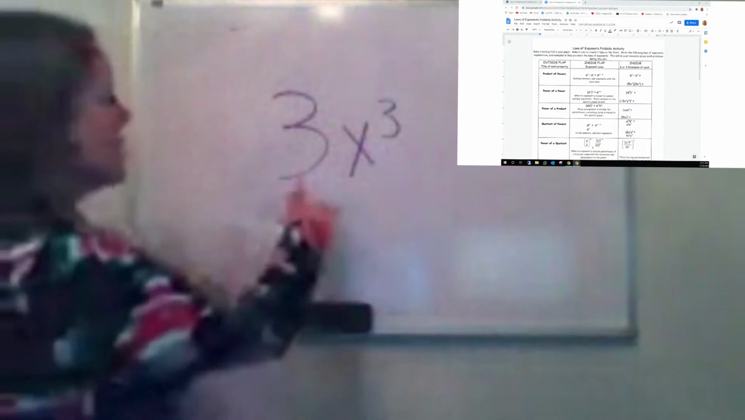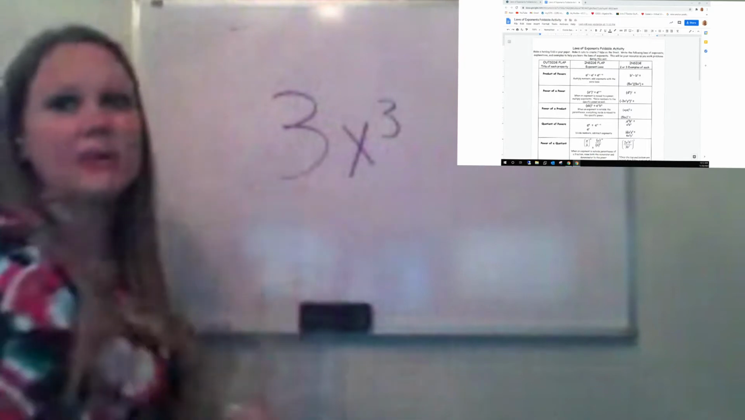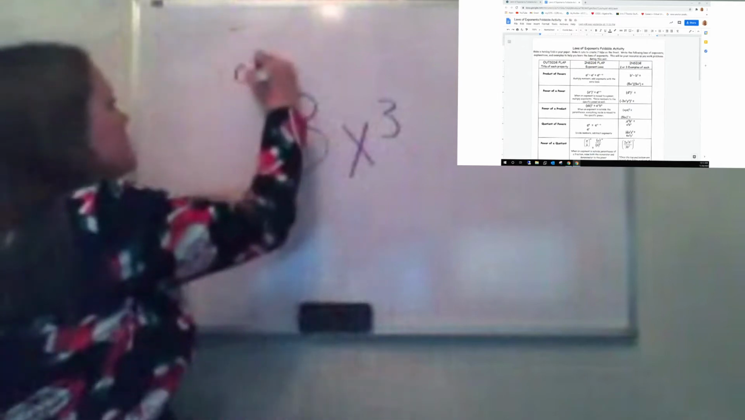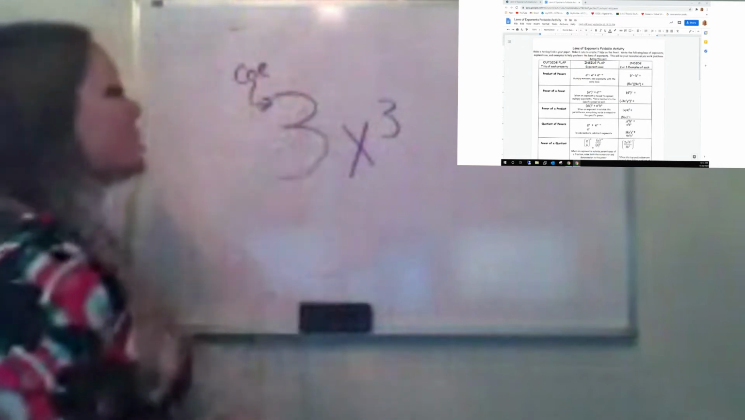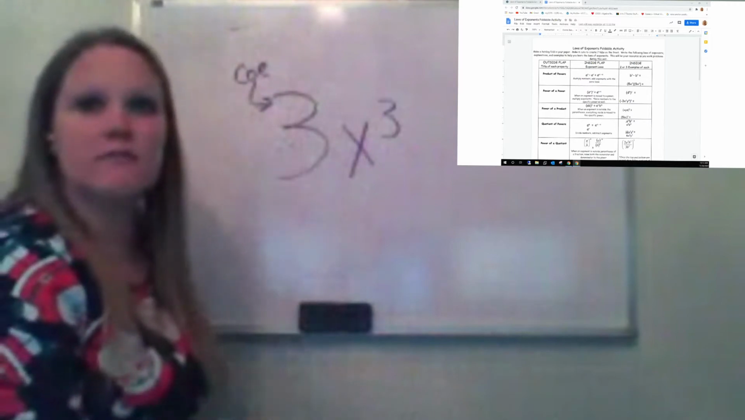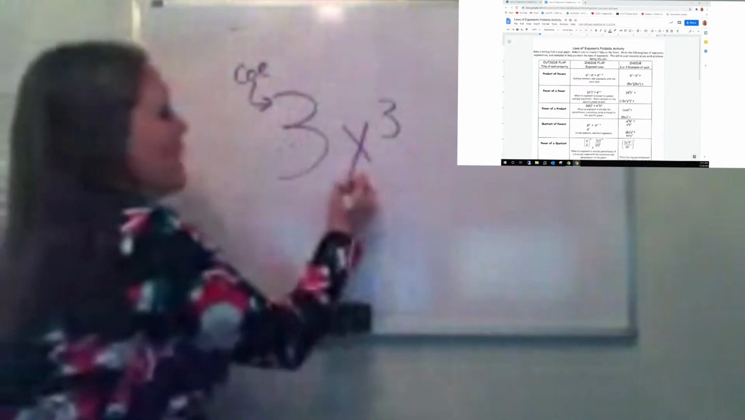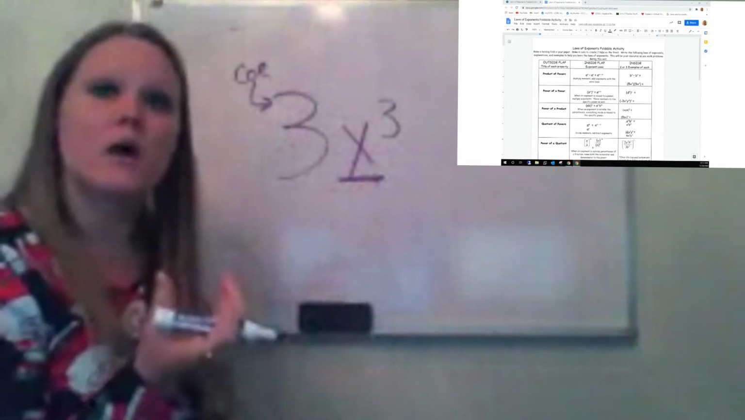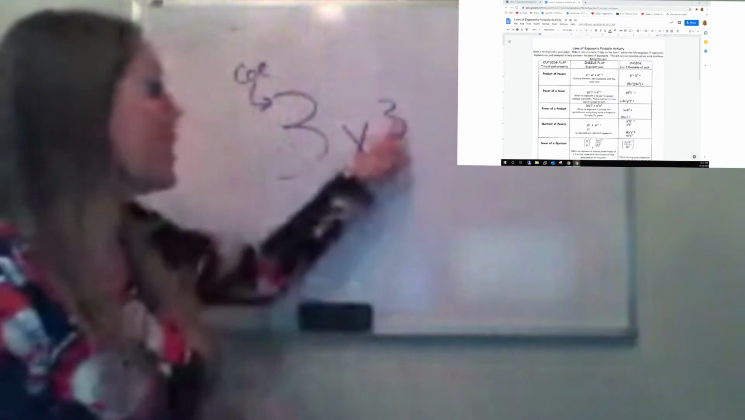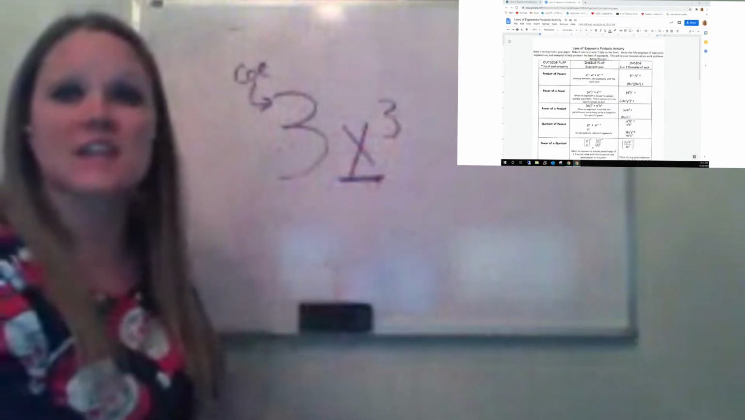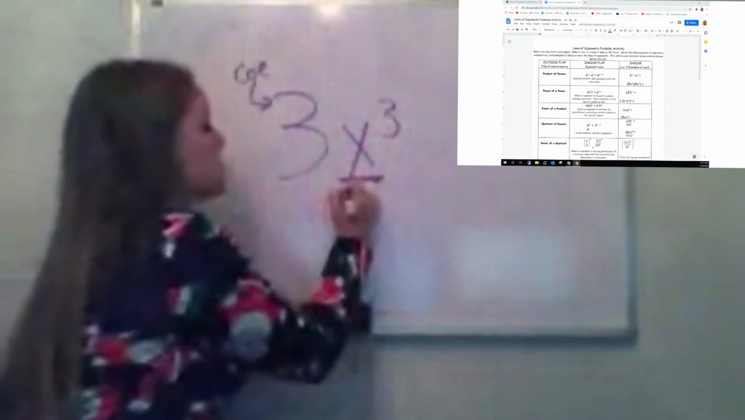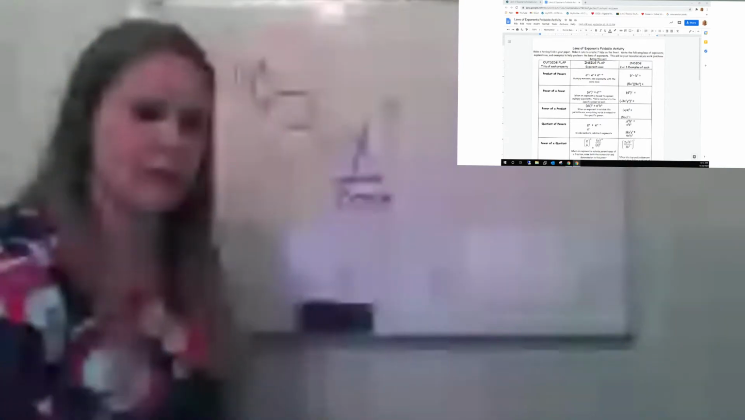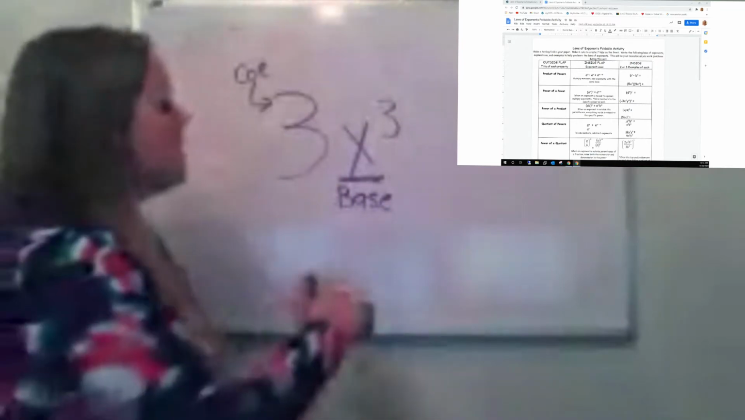So let's look at this 3. This 3 is the number in front of the variable. This is called a coefficient, the number in front of the variable. And then you have the variable itself. The variable or anything raised to a power is considered the base. So this x right here would be the base. Bases aren't always variables. Bases can be numbers as well. So you have the base.